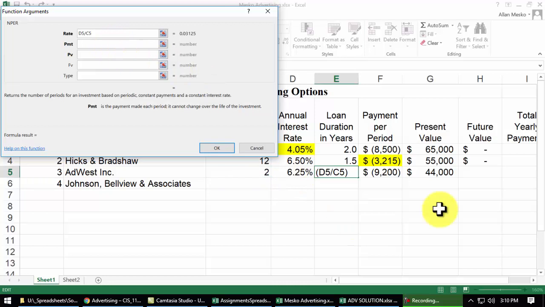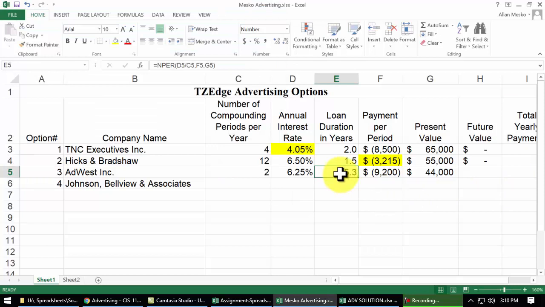Our payment is this $9,200. Our present value is this amount. Our future value is 0 again. Actually, I don't have to put that in. I'll just put it here. So this tells me 5.3 is the number of periods, isn't it?